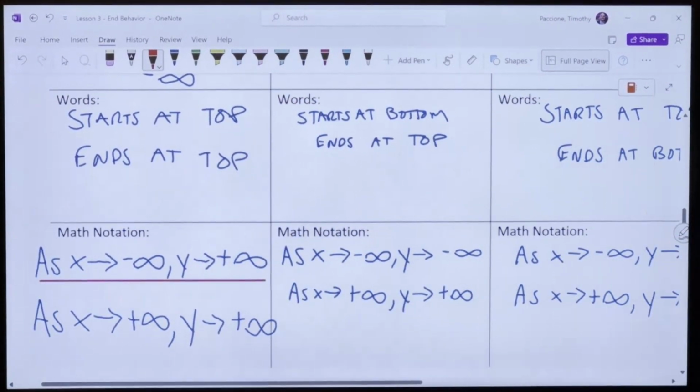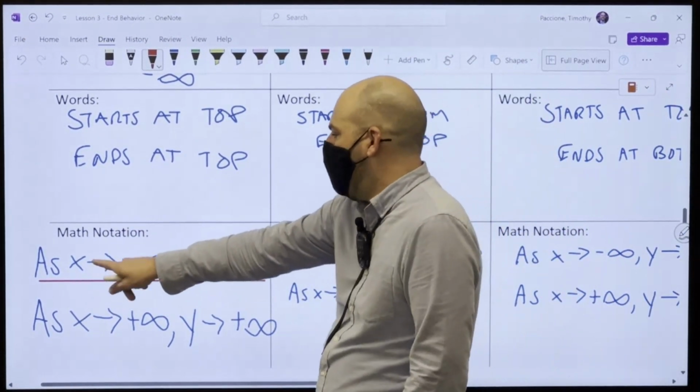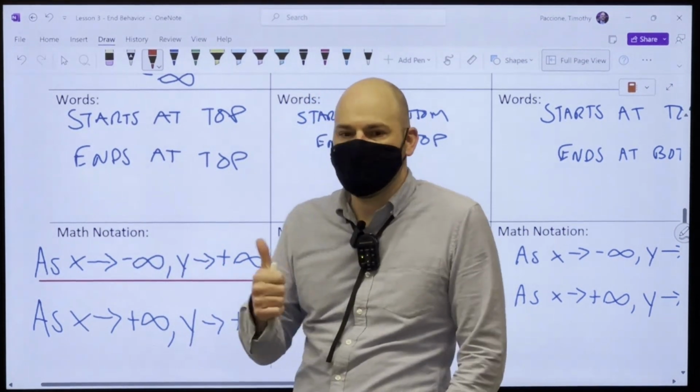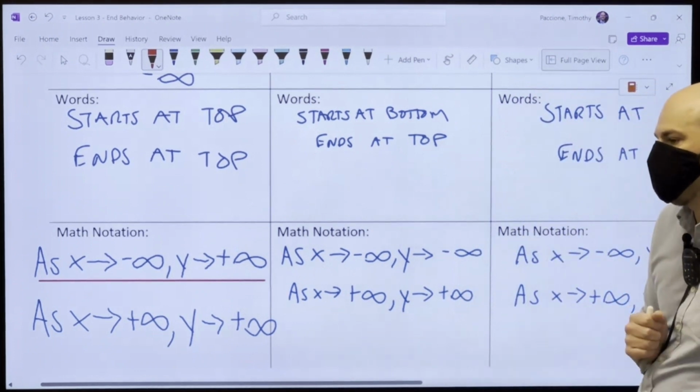Okay, so now I want to talk about what this means, and I'll give you a second to grab your papers. As x goes to negative infinity, what is that saying? As y goes to positive infinity, what is that saying? Okay? So, I'll give you a minute.